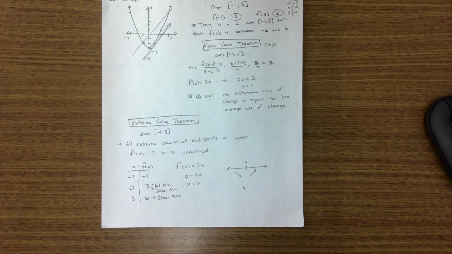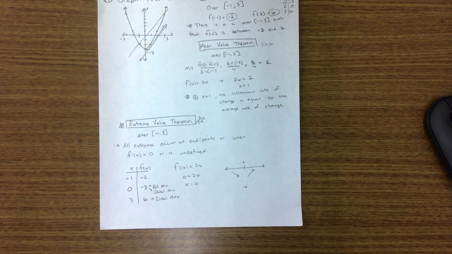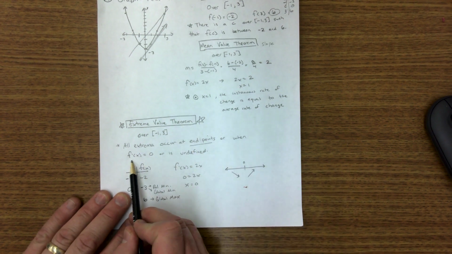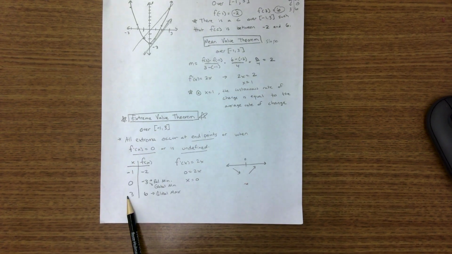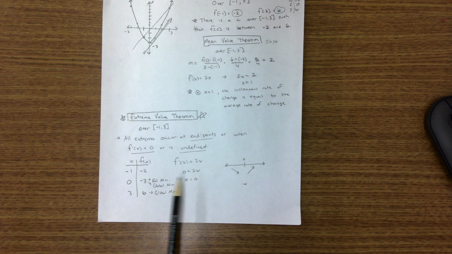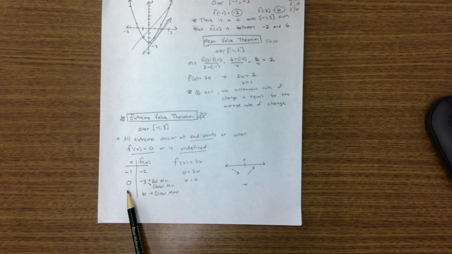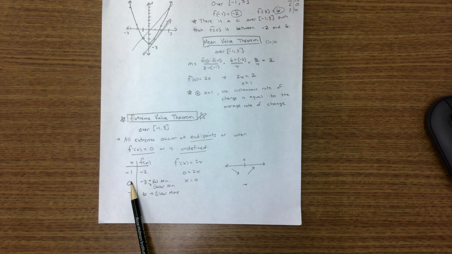And probably the most important theorem of all is the extreme value theorem, which says that all extrema, maxes, global mins, all of those occur at the endpoints or when the derivative equals 0 or is undefined. So we have to check endpoints, zeros, undefined. The endpoints of this are -1 and 3. Then I take the derivative, set it equal to 0, and that comes out to be 0. So these are the points that I need to check. If I want a max or a min, I don't have to check 2 or 1. I just check endpoints and critical points.